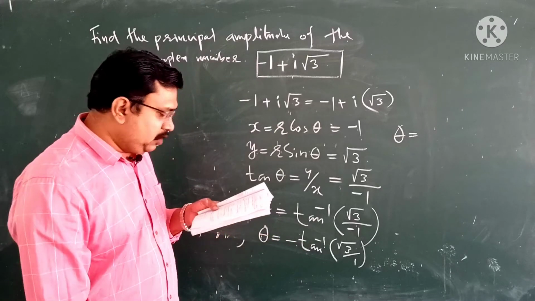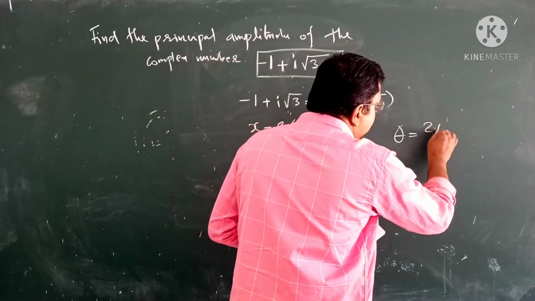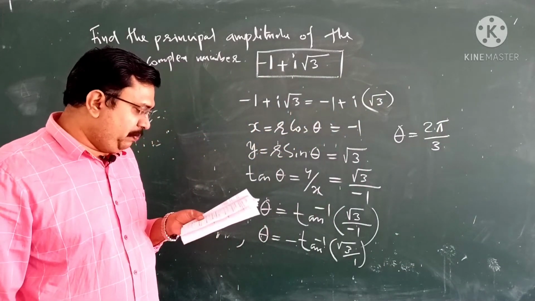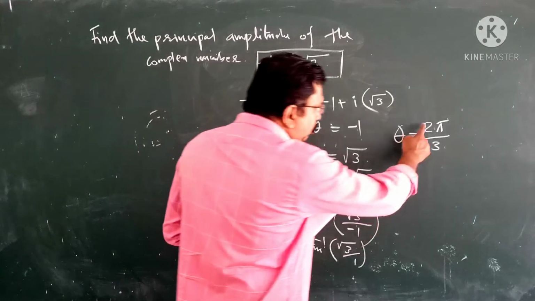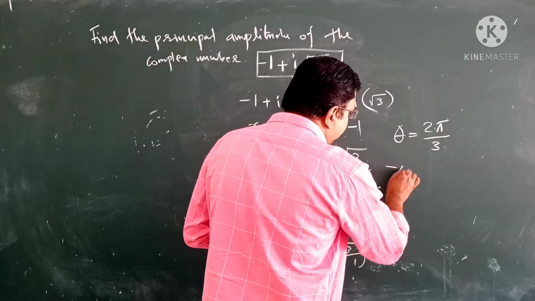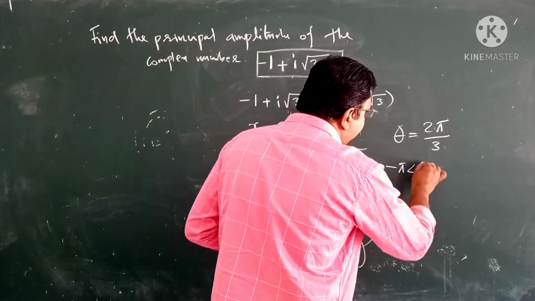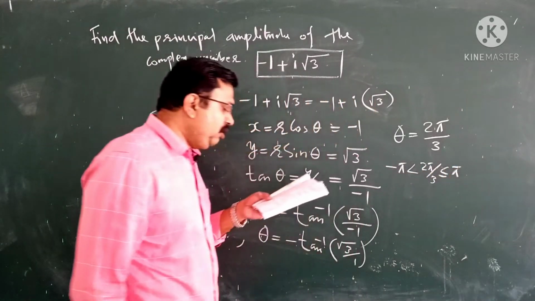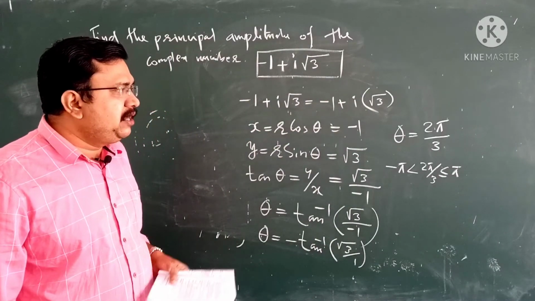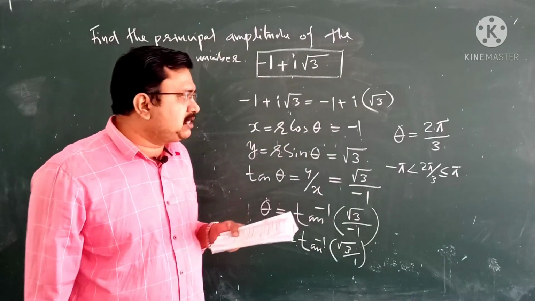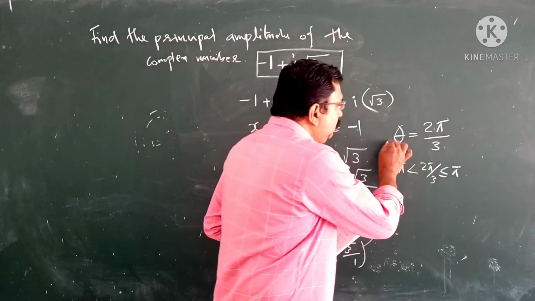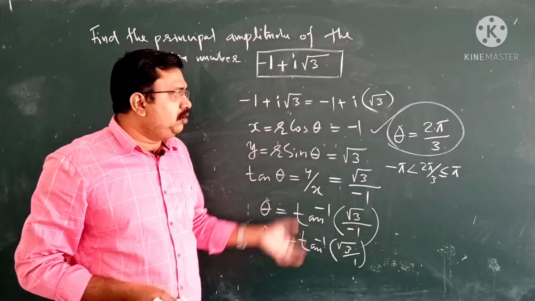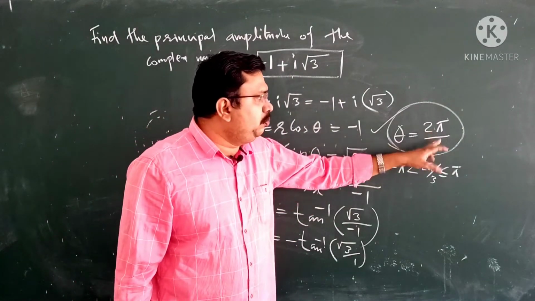Then remember that theta is 2 pi by 3. The value of theta is 2 pi by 3. Remember that 2 pi by 3 lies between minus pi less than 2 pi by 3 less than or equal to pi. Therefore, the principal amplitude of the complex number is theta equal to 2 pi by 3, the final answer. Write down on your notebook: theta equal to 2 pi by 3.